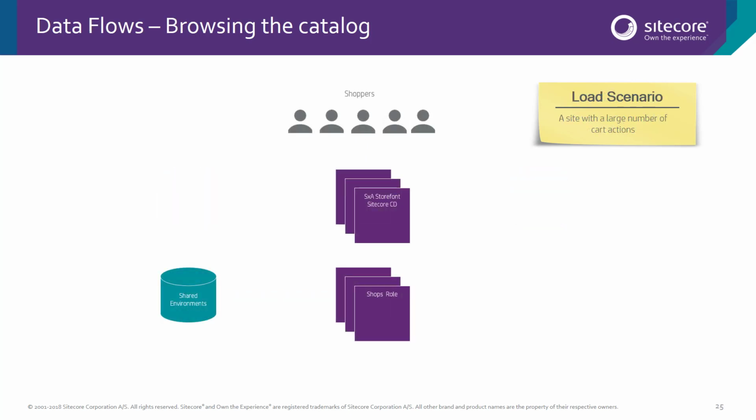So how would this work in a load scenario? Let's say you have a site with a large number of cart transactions. As mentioned previously, the cart data is stored in the shared environments database. So sites with large amounts of cart activities will place load on the storefront CD instance, the shops role, and the shared environments database.